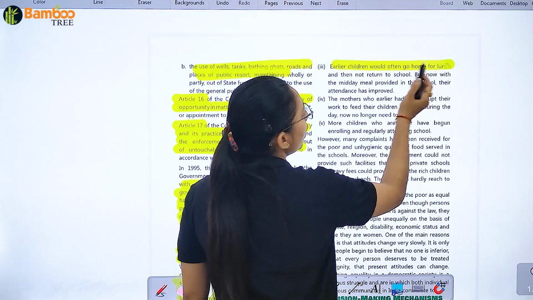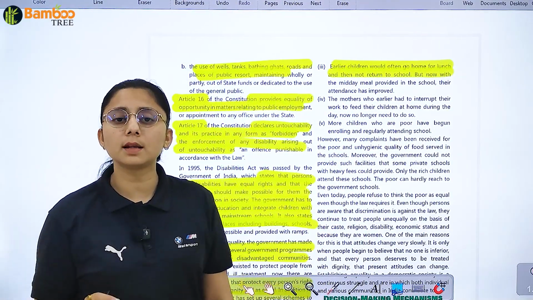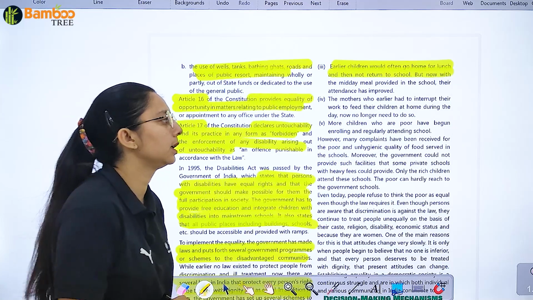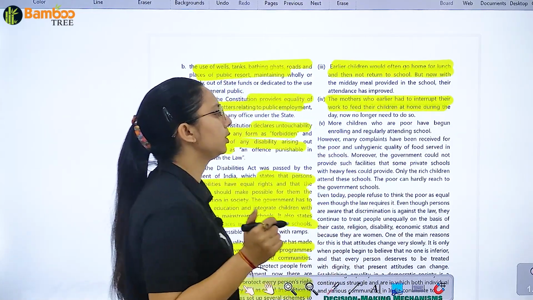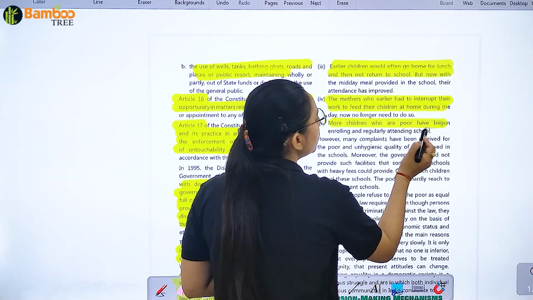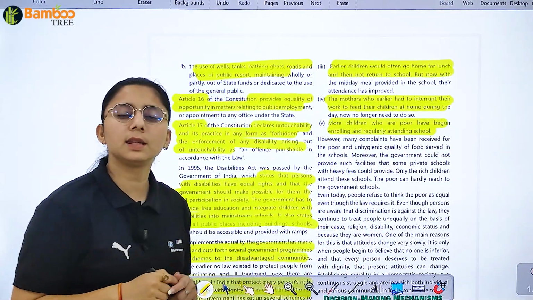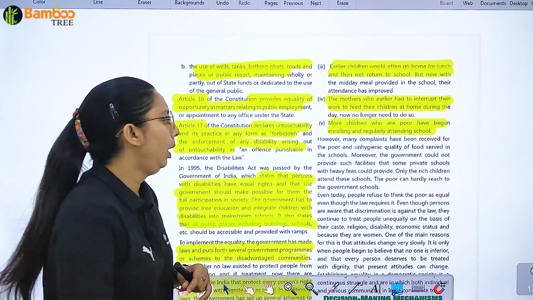Earlier, children would often go home for lunch and not return to school. बच्चे घर जाते थे और वापस ही नहीं आते थे, अब उनको school में ही lunch provide किया जाता है. The mothers who earlier had to interrupt their work to feed their child at home during the day no longer need to do so. So more children who were poor have begun enrolling and they started attending school regularly. वो regularly school आने लगे.